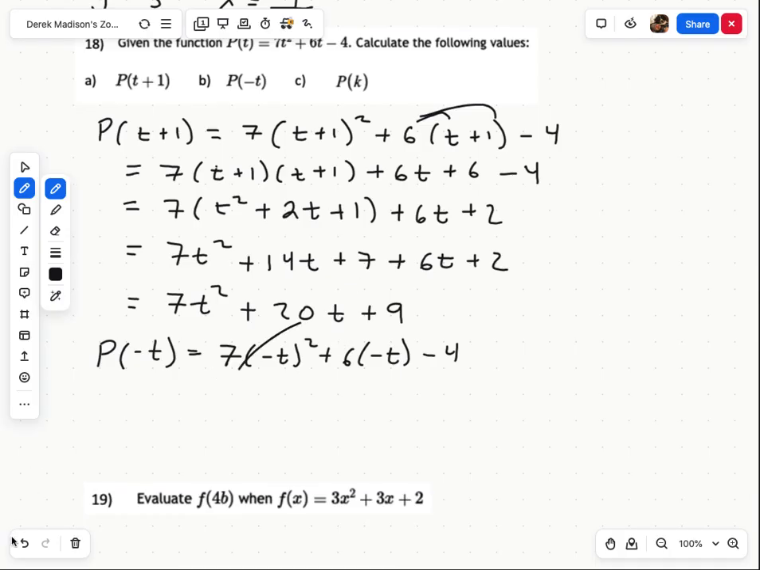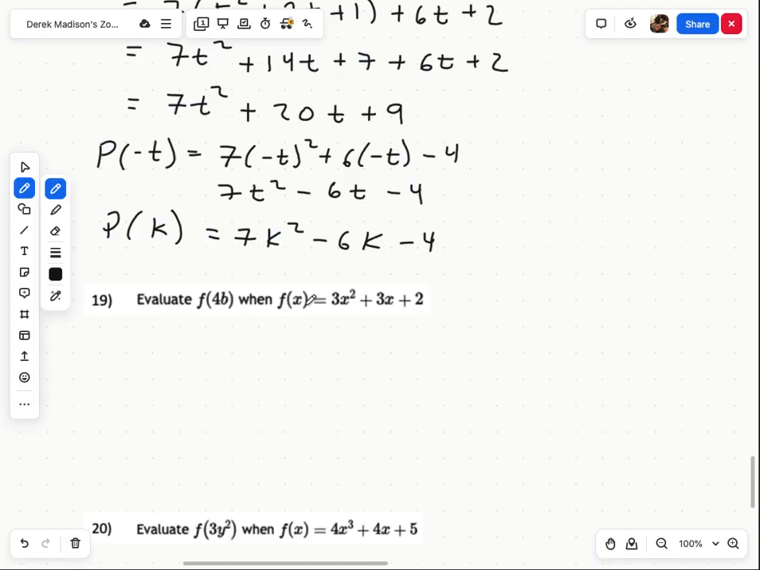So, 7, negative t quantity squared would be negative t, so that makes it t squared right there, minus 6t, and then minus 4. And that's it. And the last one is find p of k. So p of k is like literally just a variable change. All you're doing is putting k's any place there are t's. So that'd just be 7k squared minus 6k and minus 4. So just that simple, nothing else to do with it.